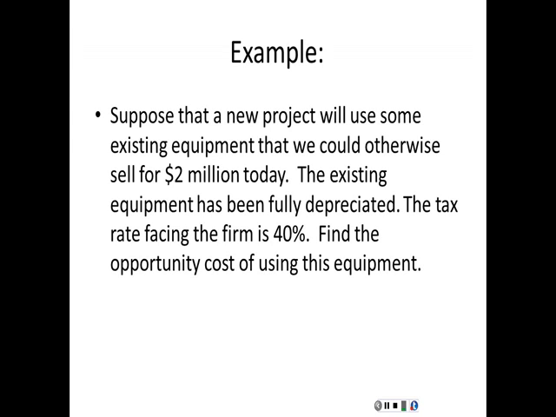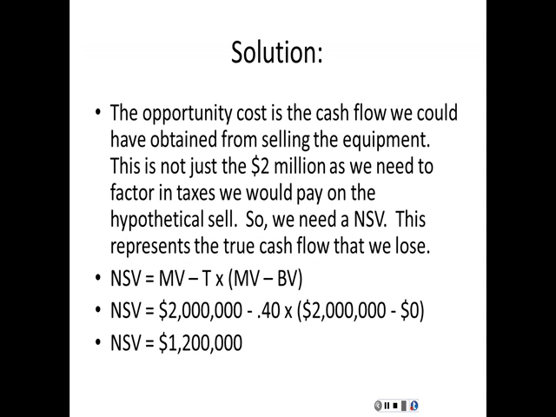If you remember from a few lectures back, we pay taxes to the government when we sell a fixed asset. So I can sell this equipment for $2 million. The key here is it tells me that the equipment has been fully depreciated, so the book value of this equipment is zero. So we need to do a net salvage value calculation, and that will let us know the opportunity cost of using this equipment.